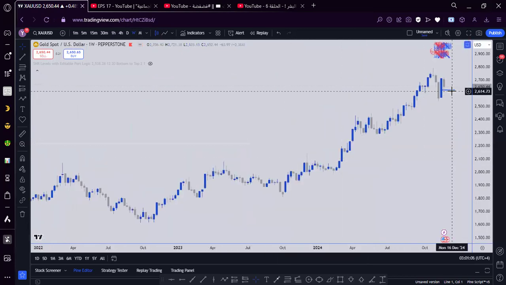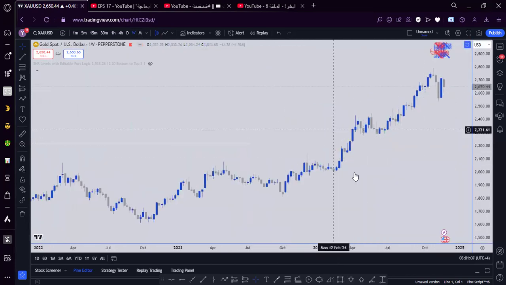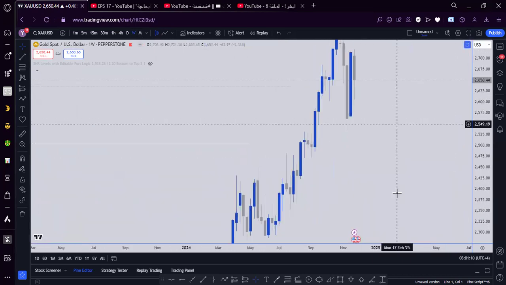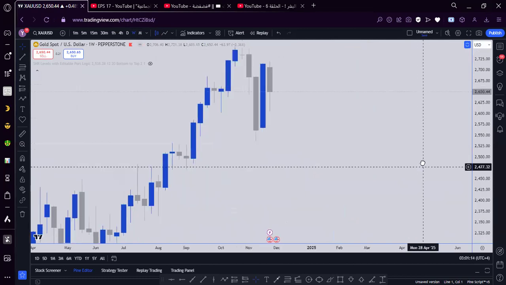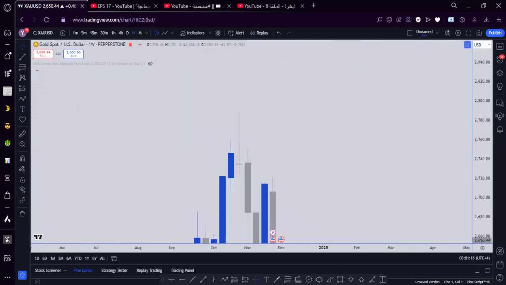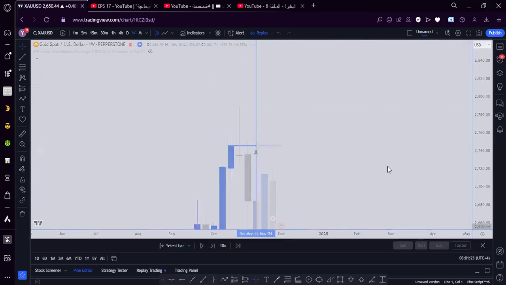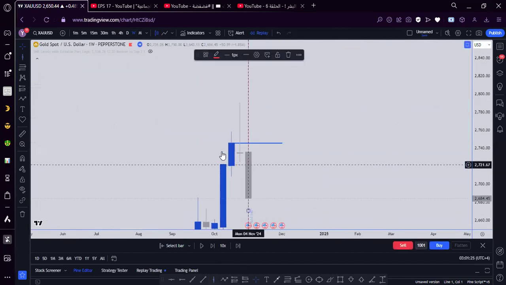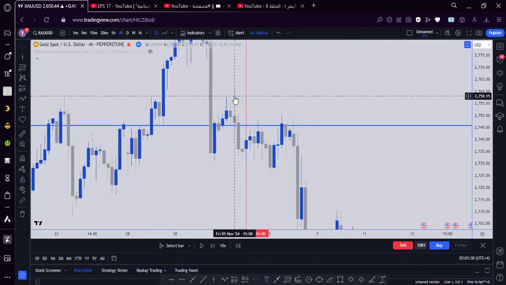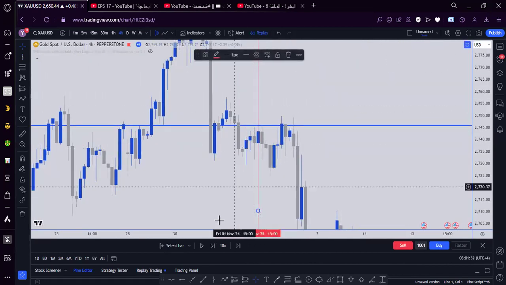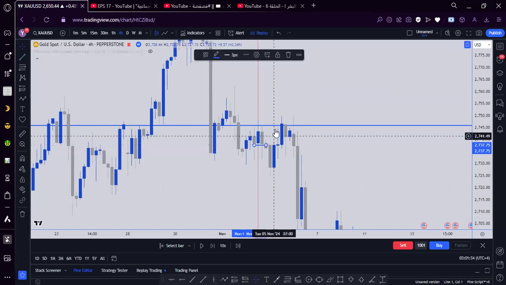Let's see another example. I don't want to make this video very long. Where is it? Yes, right here. Weekly reject weekly. Let's put our vertical line, checking the 4-hour time frame. On the 4-hour time frame, this is the bearish breakout for the bearish classic weekly storyline.